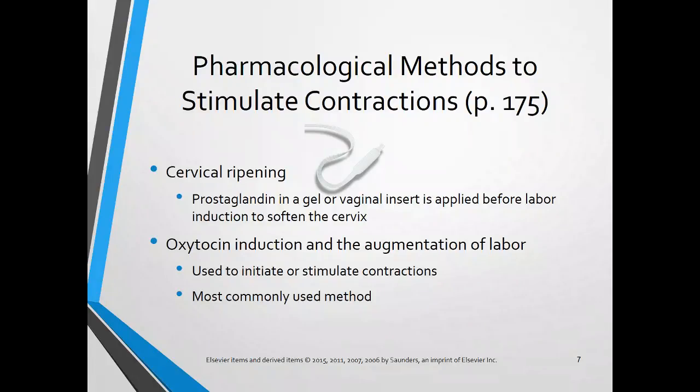Here are some different medications that can be used for induction and augmentation. Cervidil ripening is used for induction. The picture shows what that looks like, just a string with a gel on it, that's inserted into the vagina and applied before labor induction to soften the cervix. Then oxytocin, also known as Pitocin, can be used for an induction or augmentation. It's used to initiate or stimulate contractions, and it is the most commonly used method.